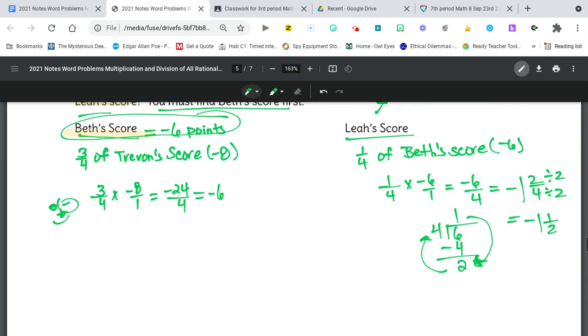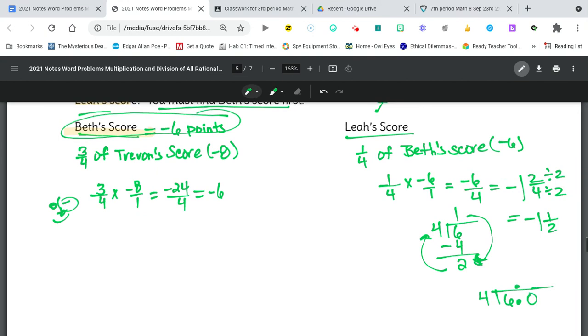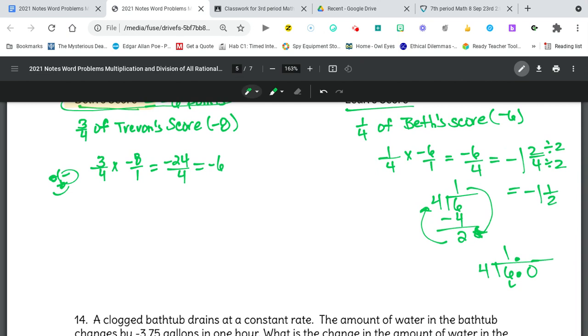Now some of you are going to do this. Some of you are going to add a decimal and a 0. I don't care. That would be 1.5. So some of you are going to put -1.5. That's fine with me, okay? All right, we're almost done, guys. Bear with me.